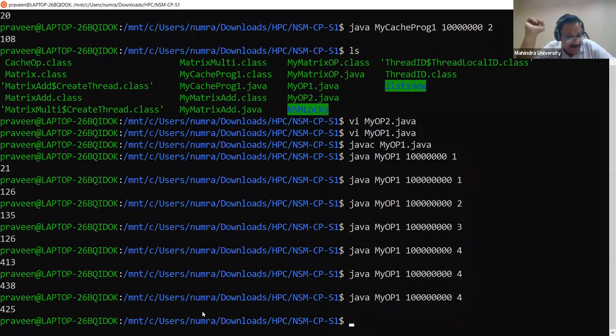Okay, here integer division, right? Integer division is costlier as compared with multiplication, addition, and subtraction, right? Are you with me? Yes or no? Okay.